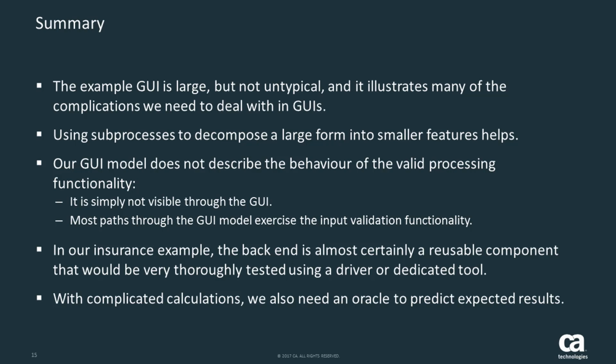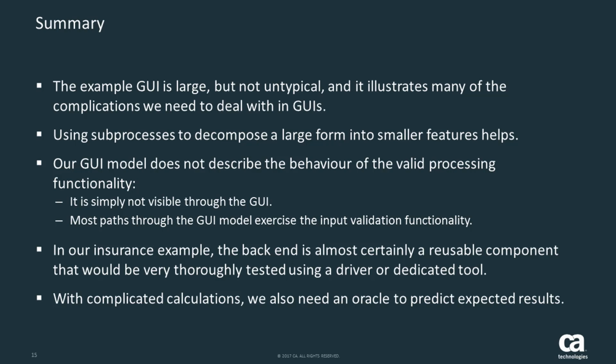It's quite clear that using sub-processes to decompose a large complex GUI into smaller pieces helps a lot, partly to understand the complexity, but also to allow for the fact that some reusable components might be part of the GUI, and so you can cover yourself in that way and save yourself some time. Now, the GUI model I've shown you doesn't describe the behavior of the back end. If you like, when a GUI is presented to you, you don't see the functionality at the back end. You just have to infer how the input validation is performed, and maybe the back end processing, you'd have to research more deeply into the requirements or talk to developers or users to figure out what the business rules are.